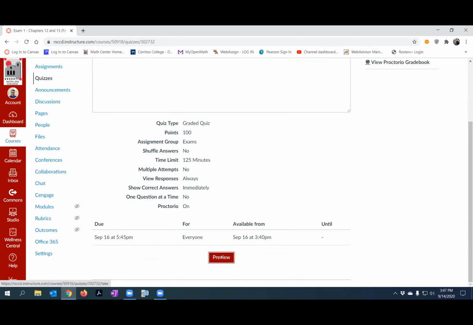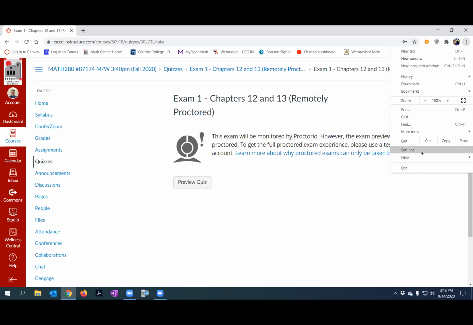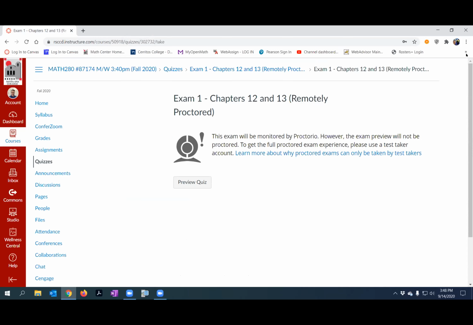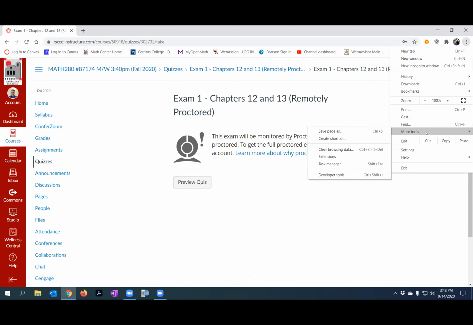Okay. So it's going to monitor you while you take your exam. Okay, and you're going to have to use Chrome. Make sure you have the Proctorio extension enabled. Just go to extensions, settings here, and then go to extensions, not settings. Sorry, it's more tools. It should be more tools. Where is it?